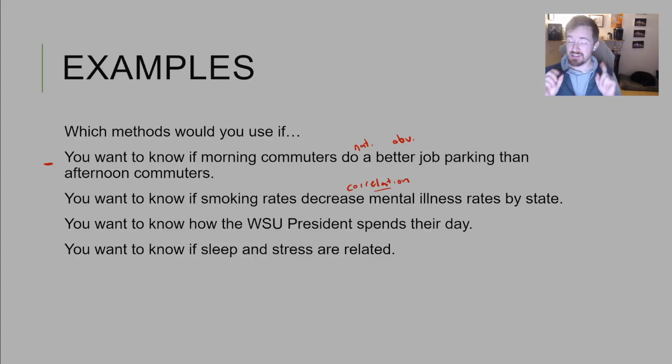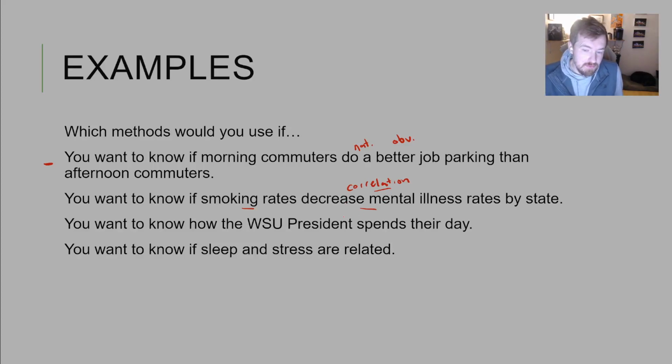And in fact, they are. The higher the smoking rate in the state, the less mental illness there is reported by that state's government. If you want to talk about why that is, just let me know. If you want to know how the Westfield president spends their day, how would you do that?